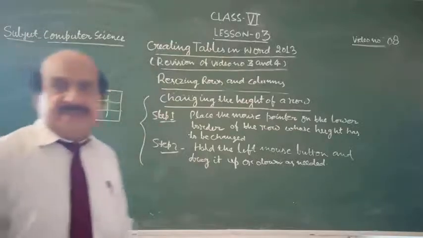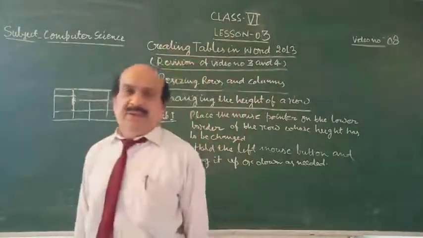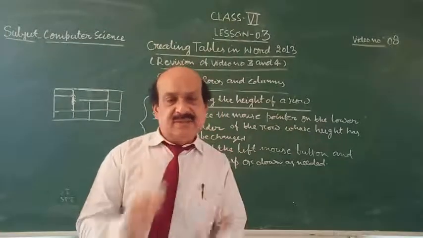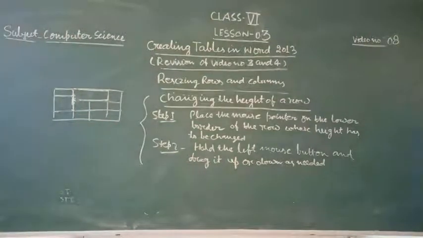So students, this is the process by which we can change the width of a column and we can change the height of a row. I hope this topic is clear. Okay students?